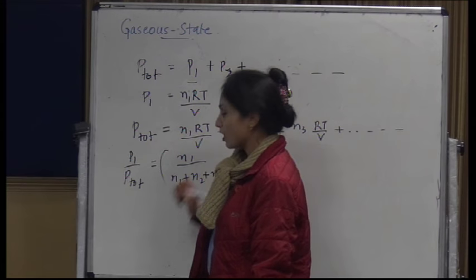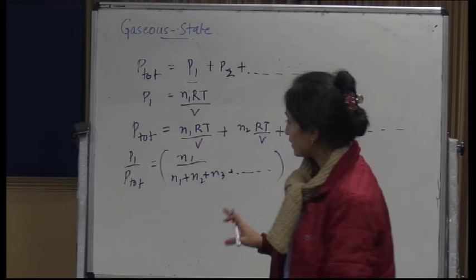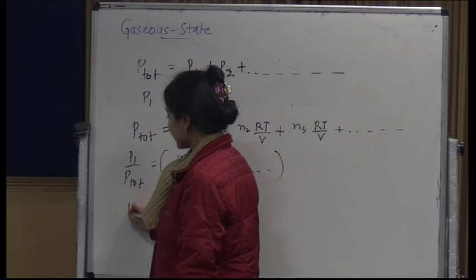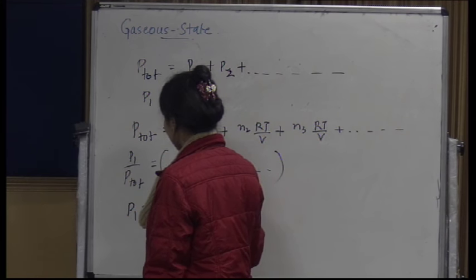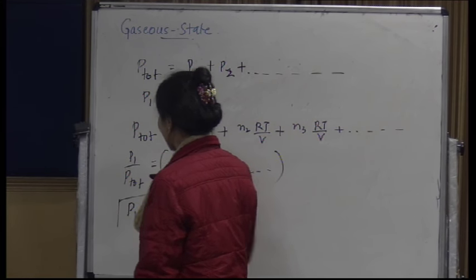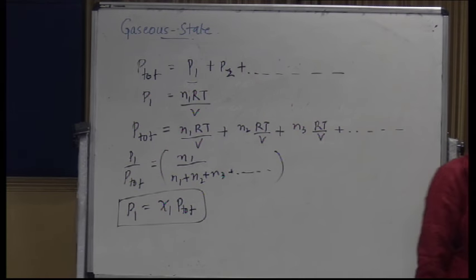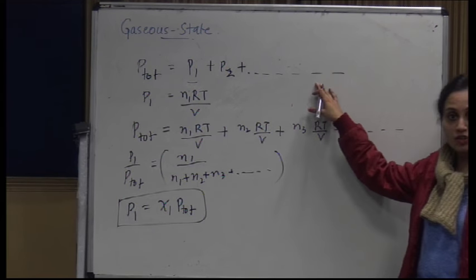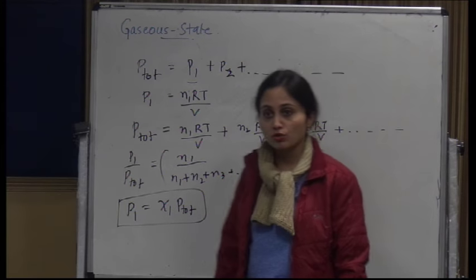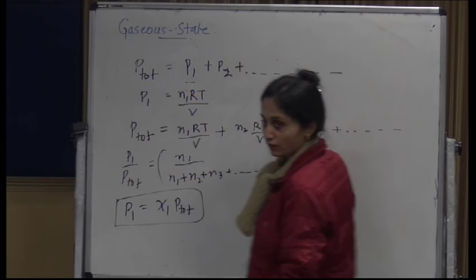And what is this N1 upon the total number of moles? It is the mole fraction of component gas number 1. So P1 will be equal to the mole fraction of 1 into P total. This is one of the expressions that is a consequence of Dalton's law of partial pressures. What does Dalton's law of partial pressure state? It states that the total pressure exerted by a mixture of gases is equal to the sum of the individual partial pressures of each of the gases.